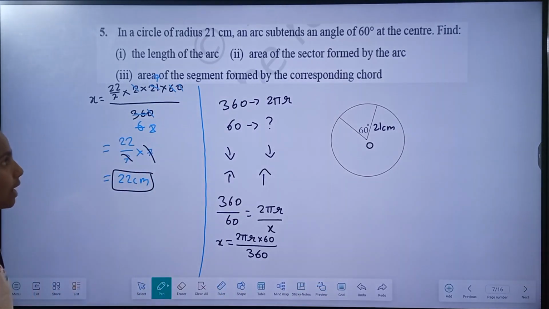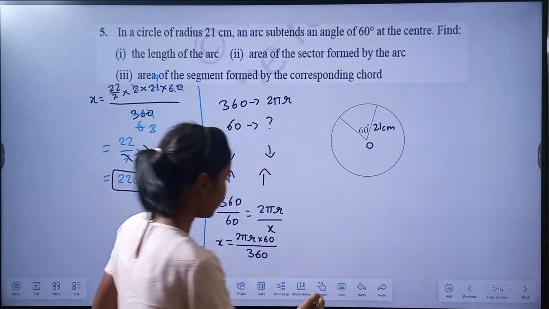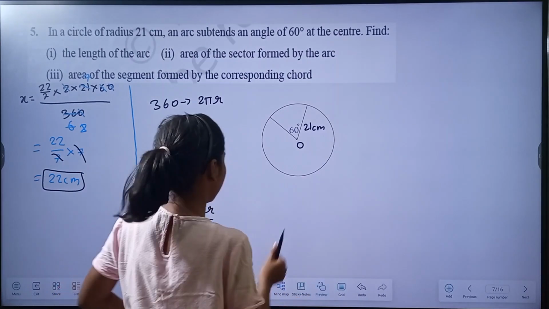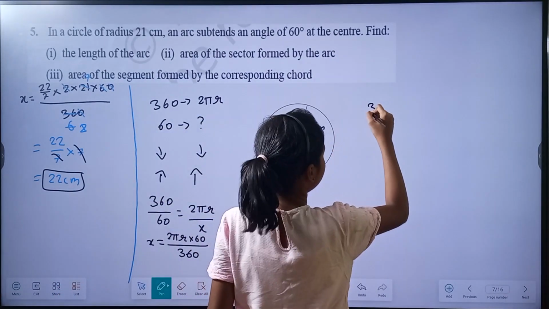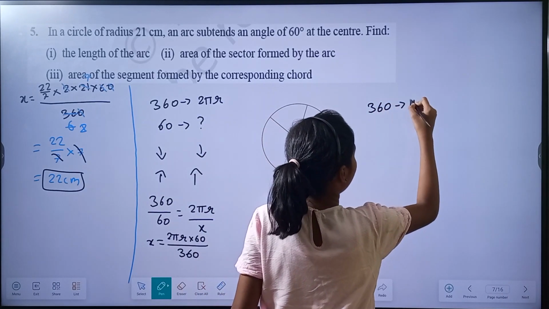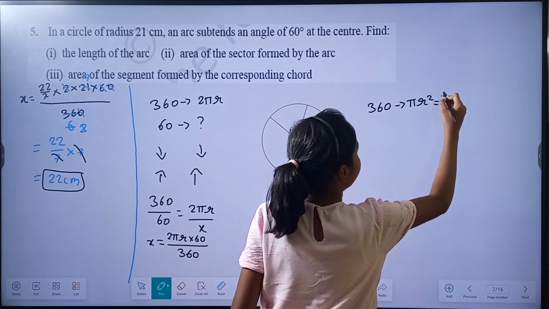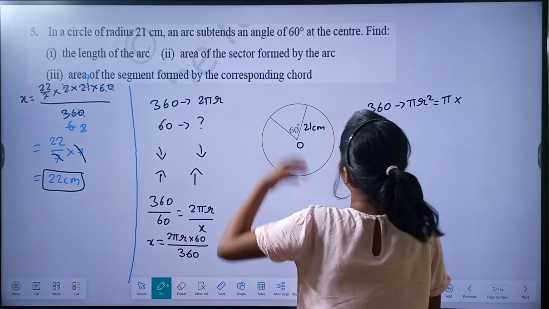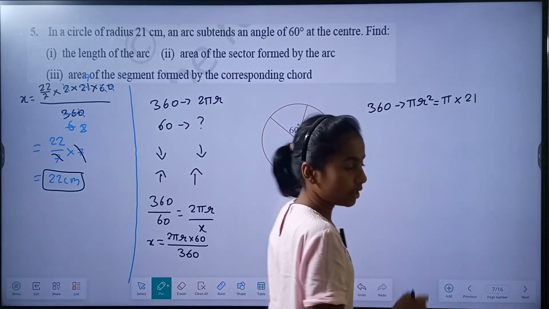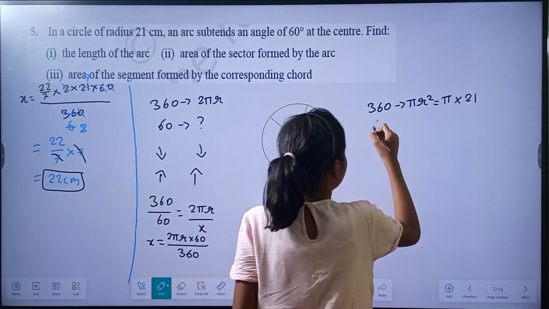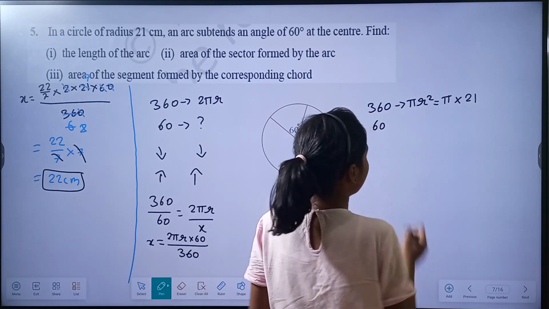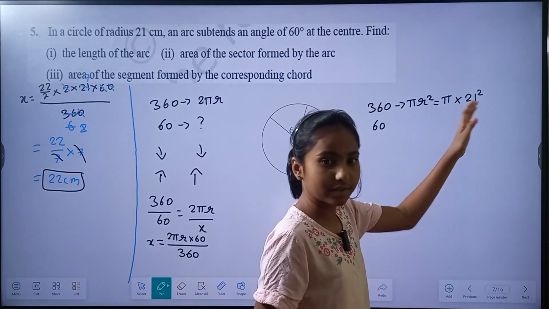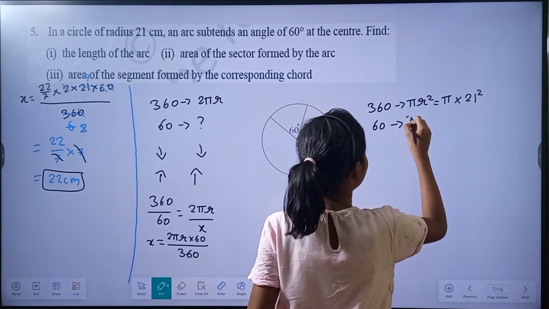Area of the sector formed by the arc. They are asking the area of the sector. So for 360 degrees, we'll get the area as pi r square, which is also equal to pi into the radius 21 centimeter, pi into 21 square. And for 60 degrees we have to find how much.